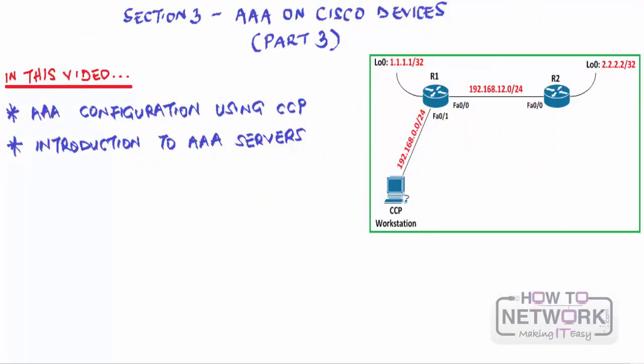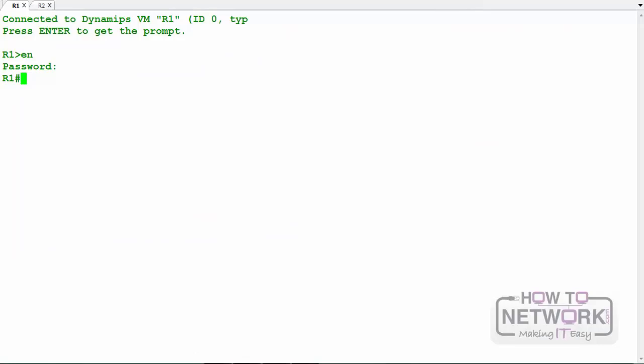In this video, we will be using the Cisco Configuration Professional tool for AAA configuration, and then we will also see an introduction to AAA servers. Our lab setup remains the same. If you remember where we stopped in the last video, we configured some method lists on R1.